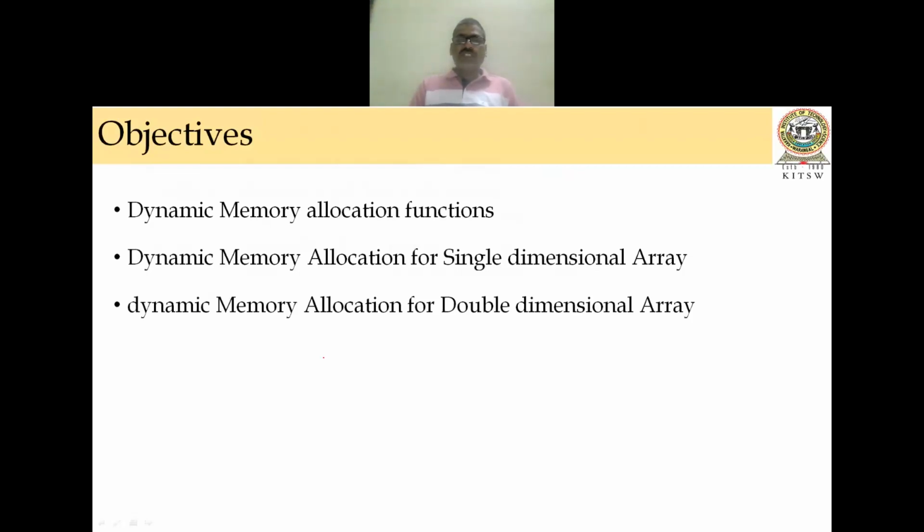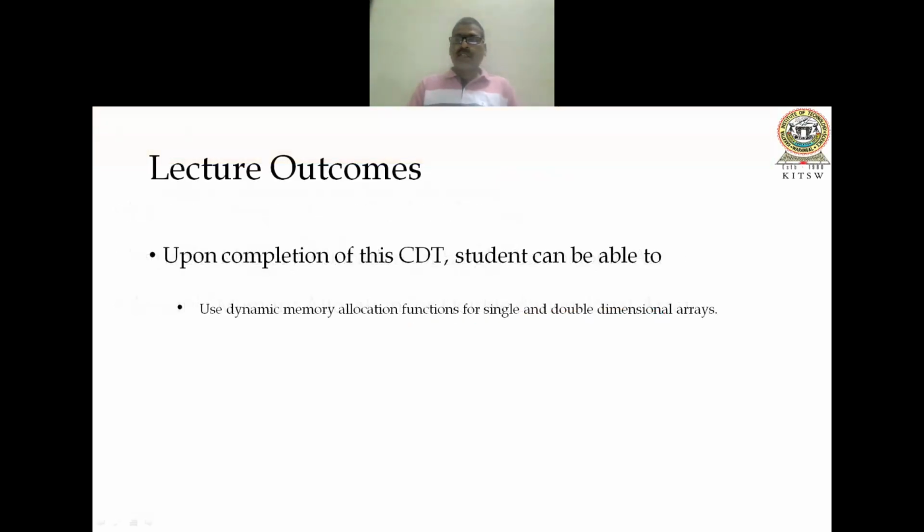Now coming to today's lecture objectives: dynamic memory allocation for two-dimensional arrays, and how a two-dimensional array's memory can be allocated by making use of the malloc function. The outcome of this session is that upon completion, students will be able to use dynamic memory allocation functions for double-dimensional arrays along with single-dimensional arrays also.